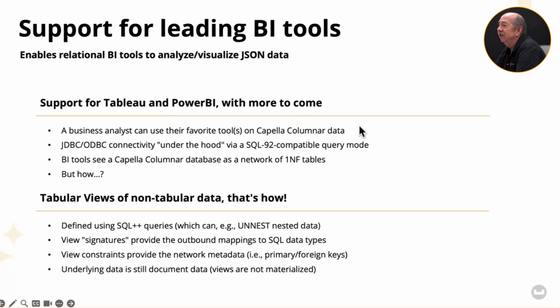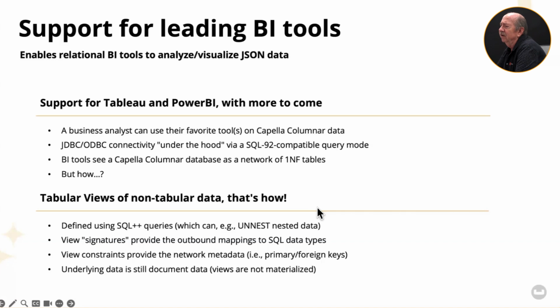So a business analyst can use their favorite tools. They don't have to learn something different for JSON in order to see their data in Capella Columnar and do the analysis and the charting and creating the dashboards with those tools. Under the hood, Capella Columnar has JDBC and ODBC connectivity that allows those tools to talk to it via a SQL 92 compatible query mode that we offer. The BI tools then see a Capella Columnar database as a network of first normal form tables, even though that's not really what it is if you look underneath. So how does that work?